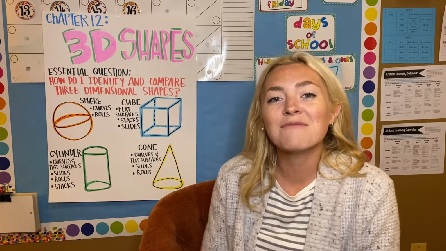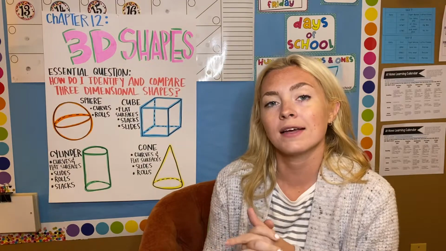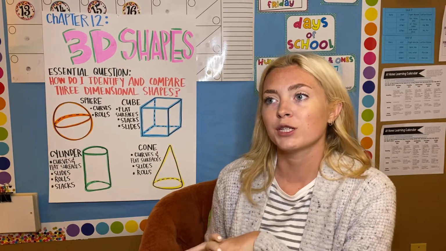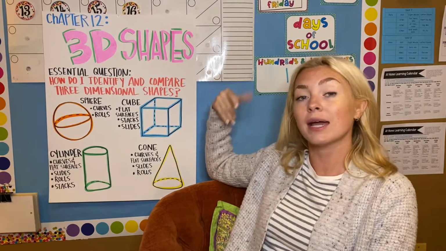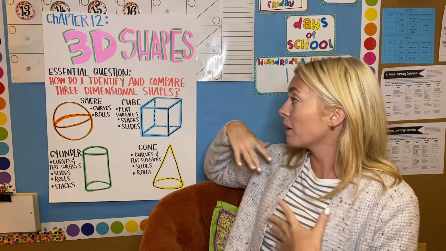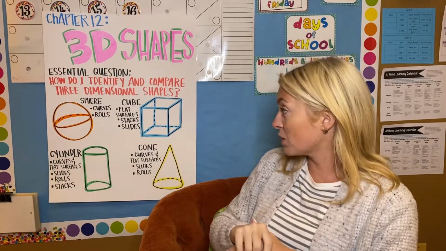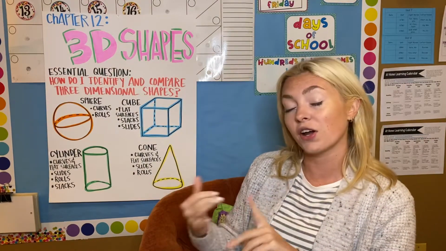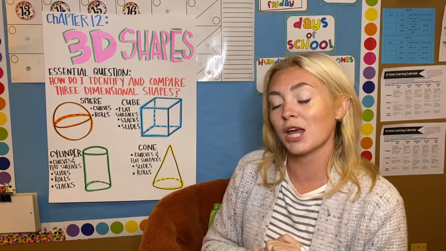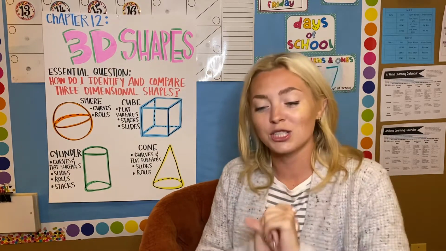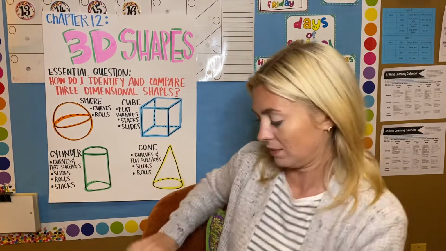Hi guys, today we are going to be doing our second math lesson of our new chapter, chapter 12, which is 3D shapes. Our essential question, remember, is how do I identify and compare three-dimensional shapes? So yesterday we talked about the first two shapes, sphere and cube. I told y'all I was gonna go get some shapes and I sure did. So I've got shapes today, but let's go ahead and talk about the two new shapes.